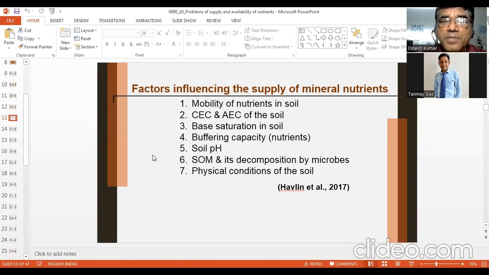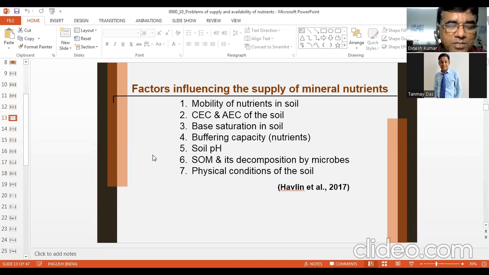Similarly, cation exchange capacity and anion exchange capacity. If these capacities are lower, then they will hold less cation and less anion. That means the supply of the nutrients will be less. If you have a higher value of CEC, AEC, you will have more supply of nutrients to the soil solution. Base saturation in the soil: higher the base saturation, more is the availability of the nutrient. Buffering capacity with respect to nutrients: higher the buffering capacity, more is the availability.